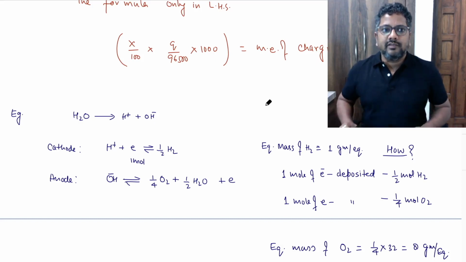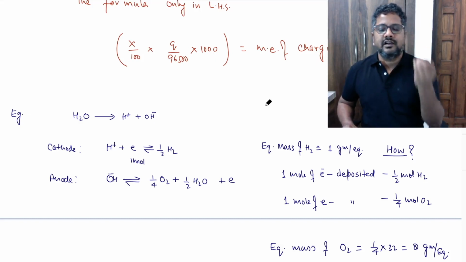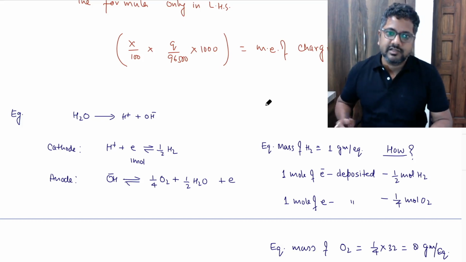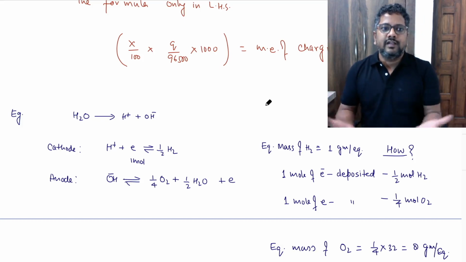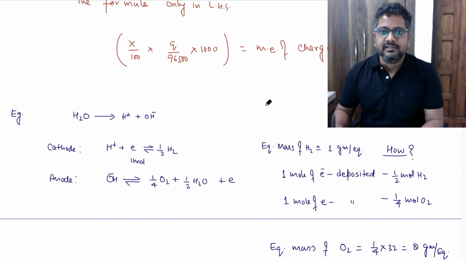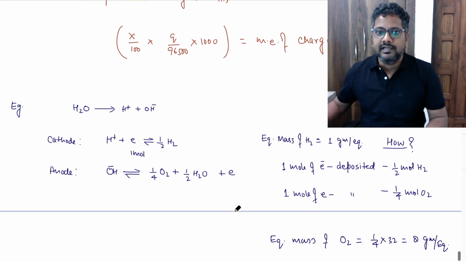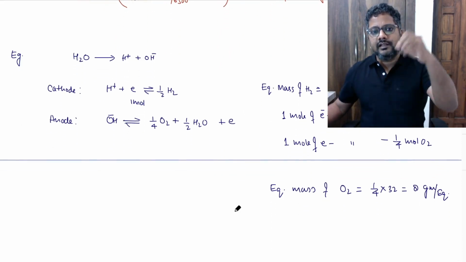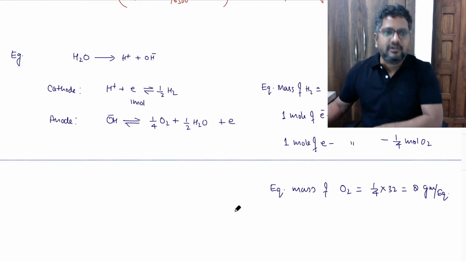So if you are able to identify how much mass is deposited, how much mass is released by 1 mole of electron, then that is the equivalent mass. And the only way is to write the partial ionic equation, but be careful that the equation should be balanced, right? And you can balance this equation in any manner. This value will not change.